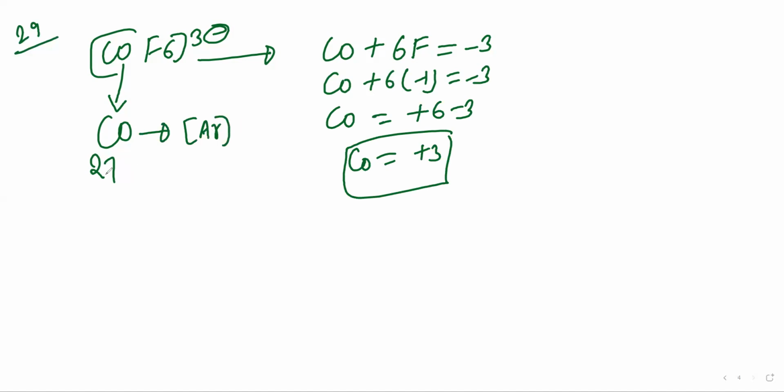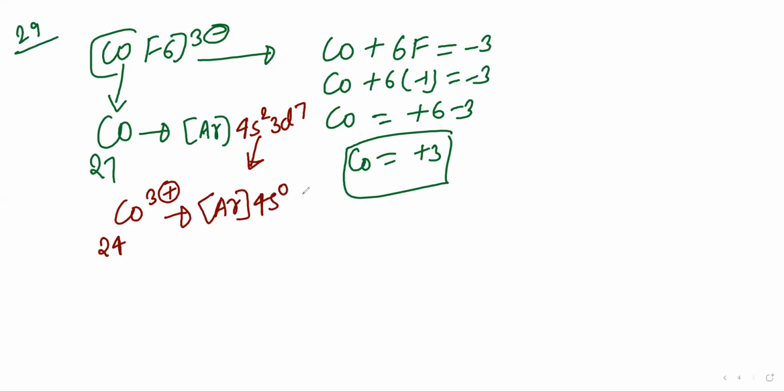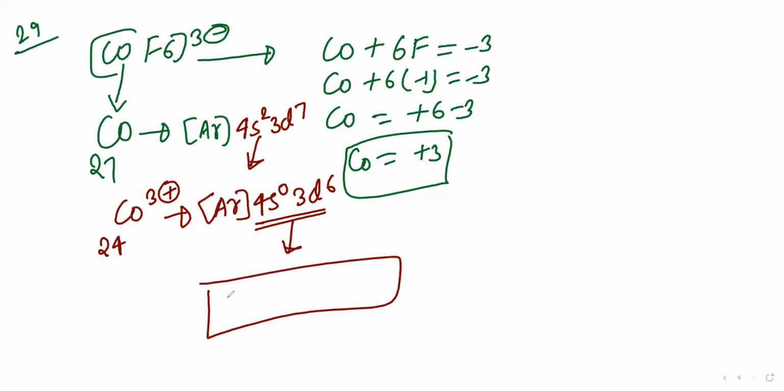So the general electronic configuration for cobalt, atomic number 27, will be argon 4s2 3d7. After losing electrons, so it is Co3 plus, so 3 electrons will be removed, so it will be argon 4s0 3d6. Understood? So now do the distribution of electrons. The d orbital has 5 parts, so 1, 2, 3, 4, 5. So first will be paired, and the rest of the 4 will be unpaired.